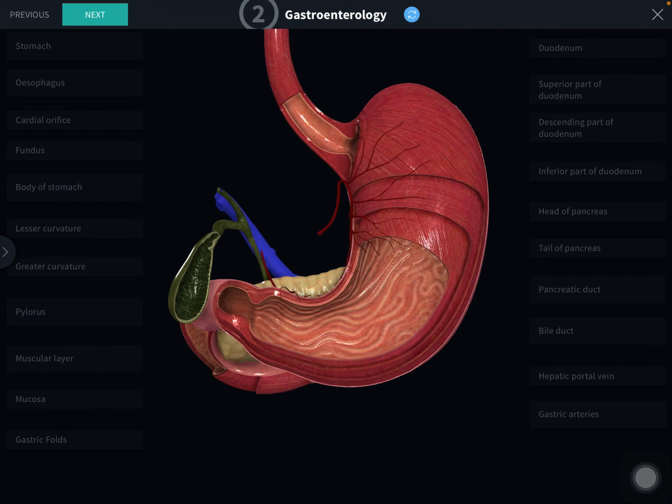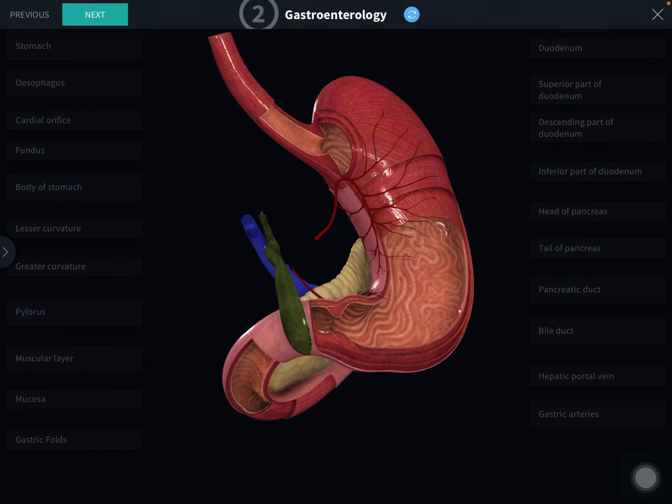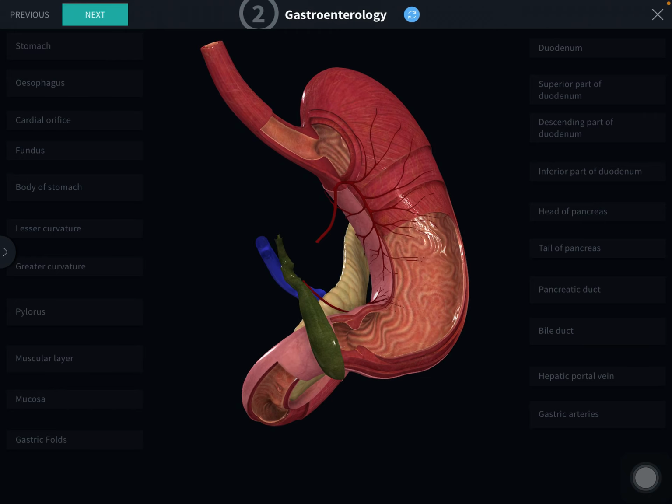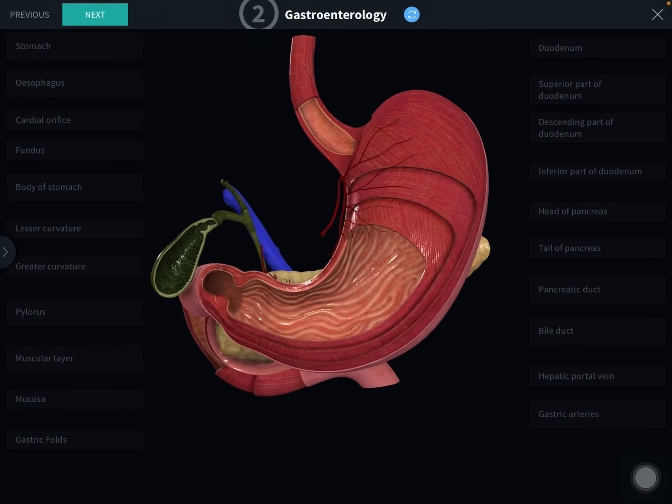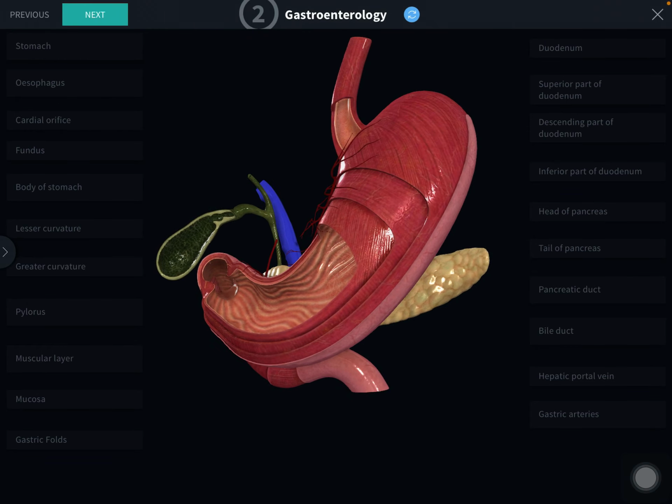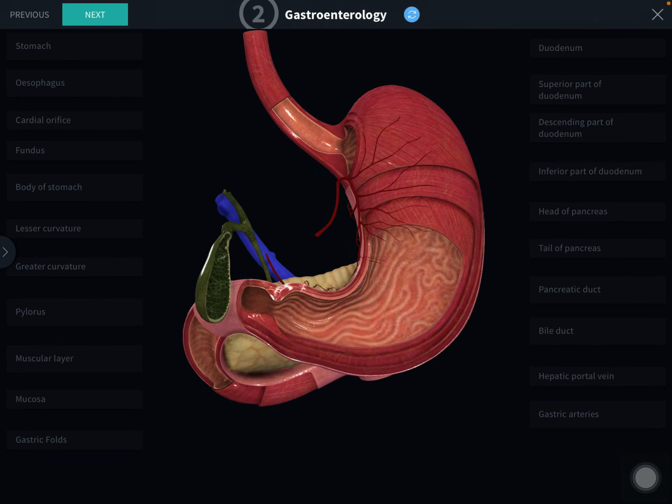Presenting parts: the stomach presents two orifices. This is the cardiac orifice, which is continuous with the esophagus, and this is the pyloric orifice, which is continuous with the first part of the duodenum.